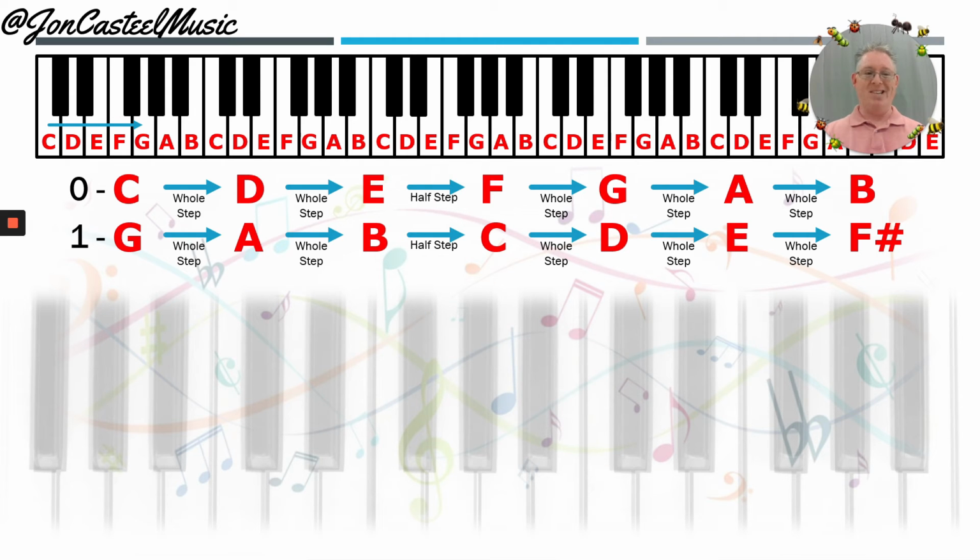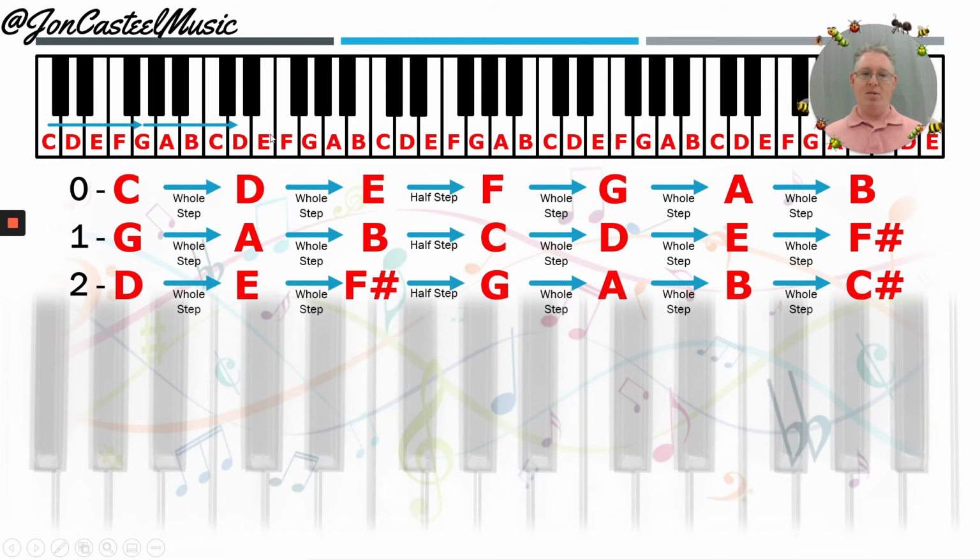Now if we go up a second fifth away from C, that puts us at the D note. So this is the key of D. Since it's the second fifth away from C, we're going to have two sharps in the key signature. So if we do our whole, half, whole process, if we start at D and we go up a whole step, that puts us at E.